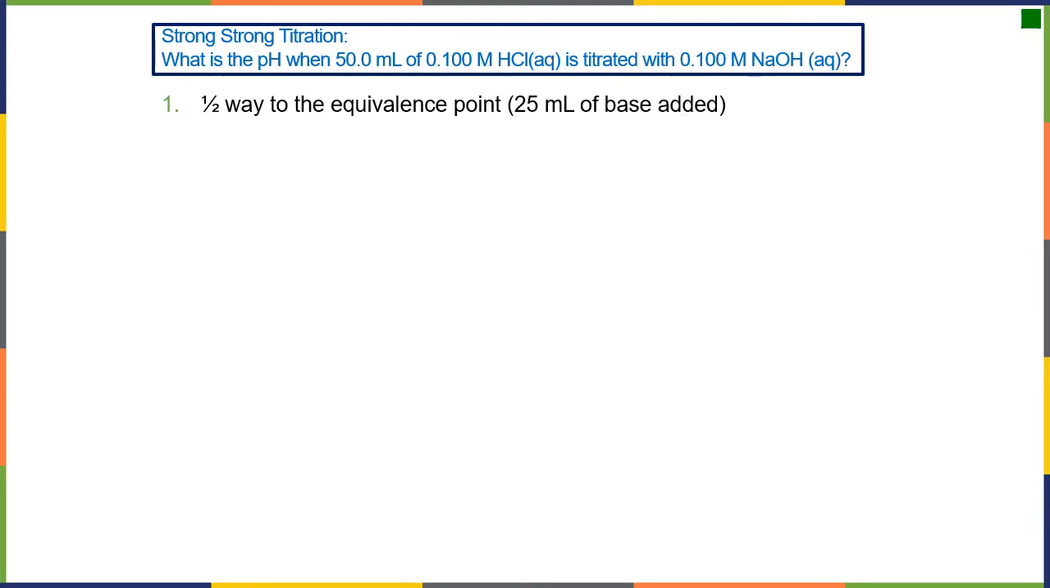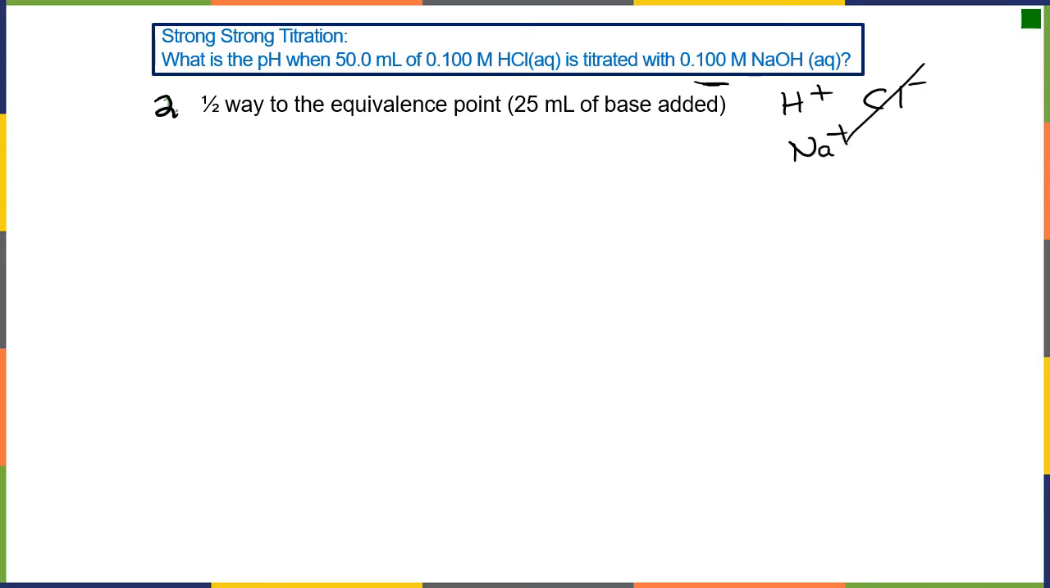All right, so the second part of this, we're going to do halfway to the equivalence point. Halfway to the equivalence point is where it's halfway to being neutralized, and neutralized would be where we'd add 50 mL of sodium hydroxide. This is a nice strong acid and a strong base, so we know what we have here in our solution is H+ and Cl-. We're going to ignore the Cl-, it's inert.